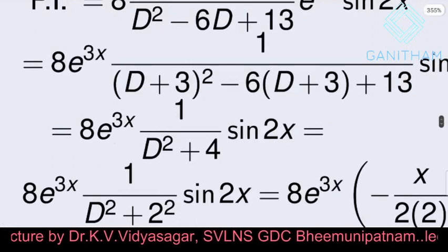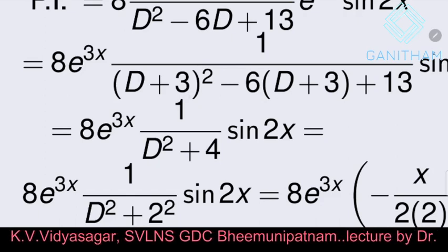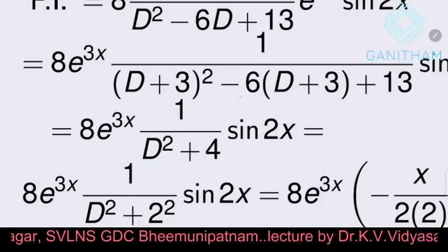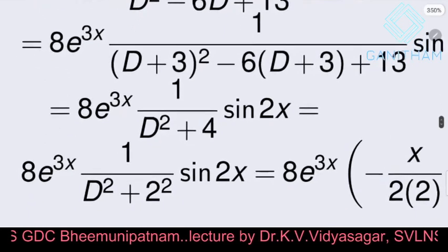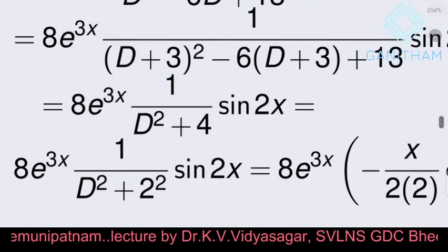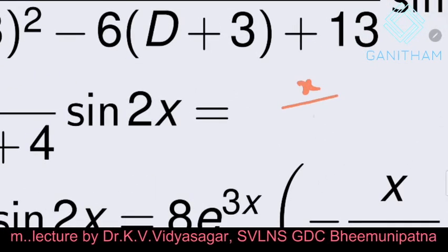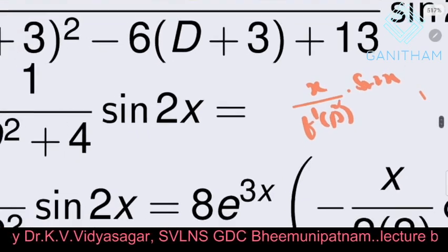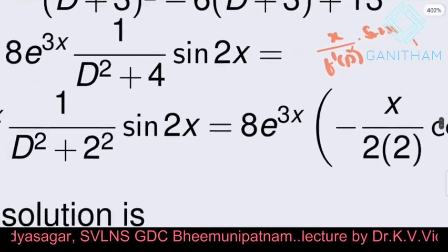So this is equal to 8 e to the power 3x, and in the denominator, 6d minus 6d is 0, and then 9 minus 9 is 0, and 3 square is 9, 6 3s are 18. The total value is 4, and the right side is sin 2x. So in place of d I need to write minus 4, and minus 4 plus 4 is 0. For this I use the formula x by f dash of d into sin 2x. So x by d square plus 4, the derivative is 2d, so d square plus 2.